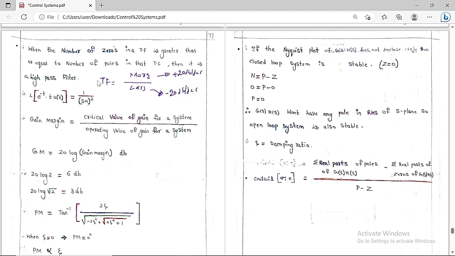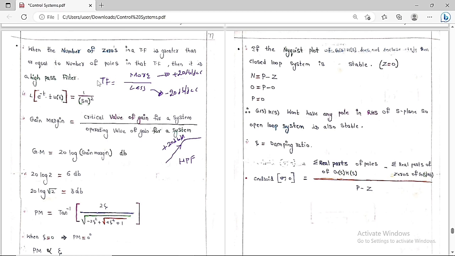So if zeros are more, we are going to get more and more plus 20 decibels per decade, which means the graph will go like this, plus 20 decibels per decade more and more. So finally we are going to get it like this. This is said to be a high pass filter, because we are having more and more plus 20 decibels per decade. So finally we get a high pass filter.